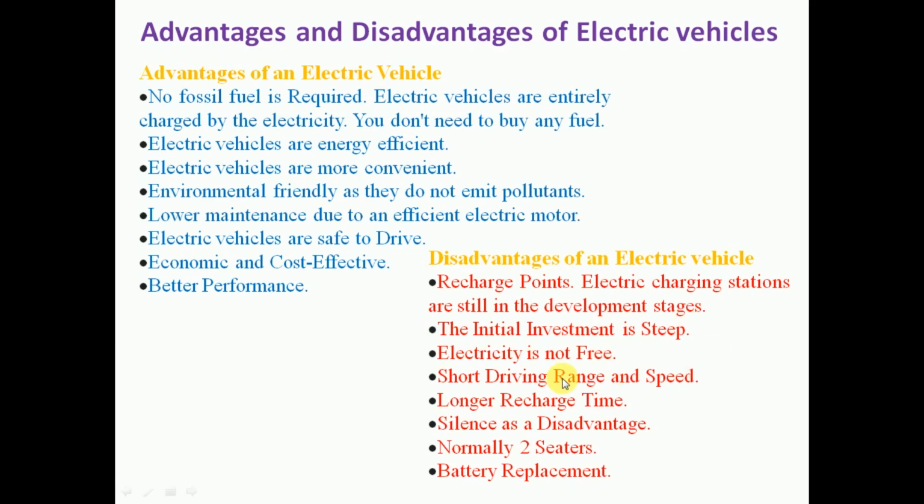Then the short driving range and speed. Short driving range means that for one complete charge the vehicle will run about 50 to 70 kilometers, then charging is required again. That is the short driving range. And the speed of the vehicle is also limited, to about 40 kilometers per hour. Therefore both the speed and the range are short. Longer recharge time: I told you that about 8 to 10 hours of recharge time is required for completely charging the battery of the vehicle.